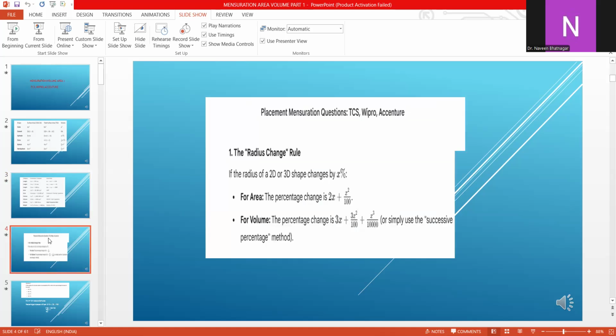It is concerned with the radius change rule. If the radius of a two-dimensional or three-dimensional shape changes by x%, we can find the percentage change in area as well as the percentage change in volume by using these two formulas.